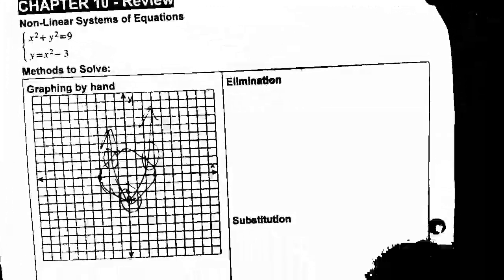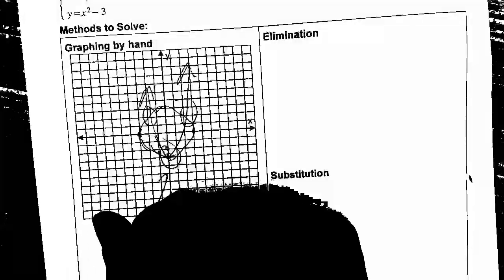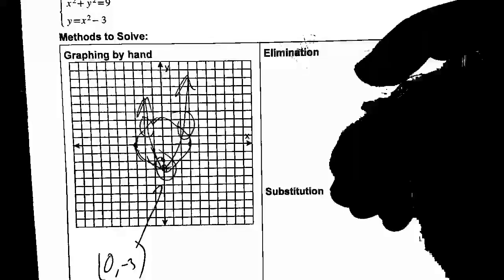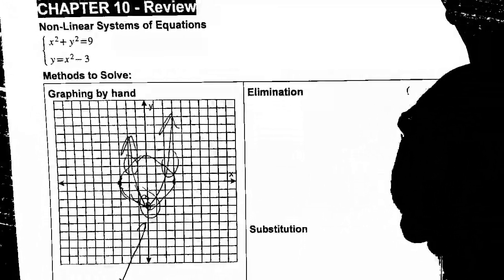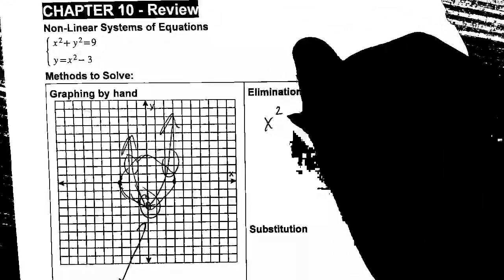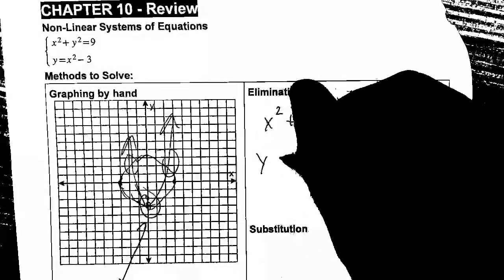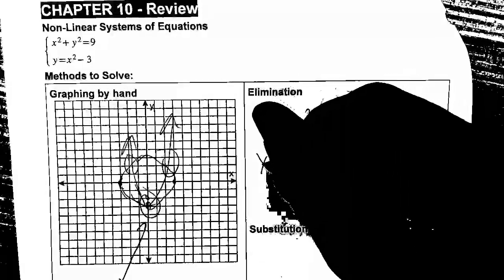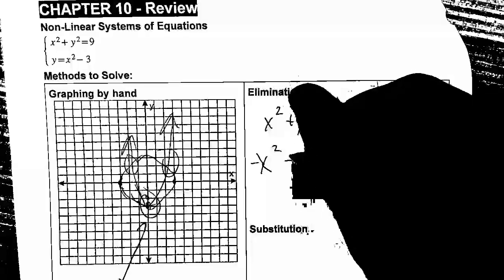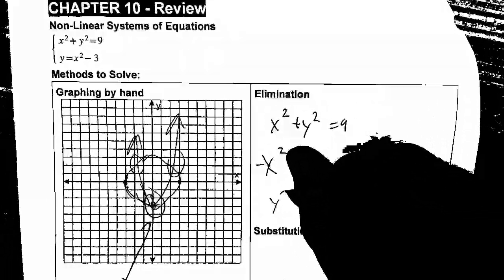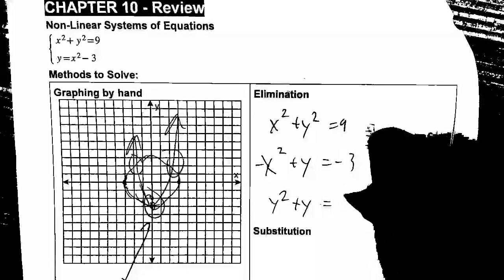Okay. So how do we do this analytically? I mean, we can see that this point here is 0, negative 3. We can solve this via elimination or via substitution. Let's do elimination. So x squared plus y squared equals 9, and I'm going to move that x squared over. So we're going to have negative x squared plus y equals negative 3, and we're going to add these together.